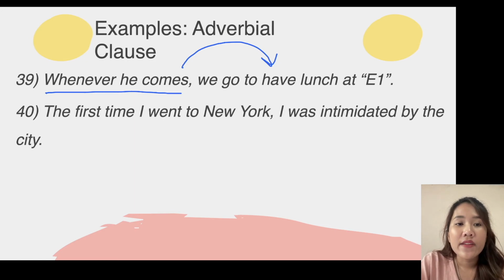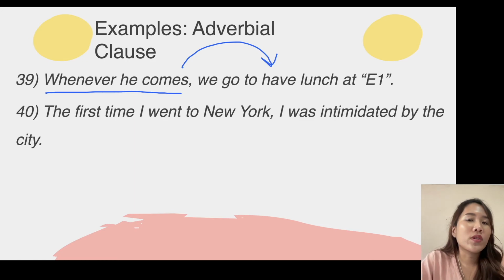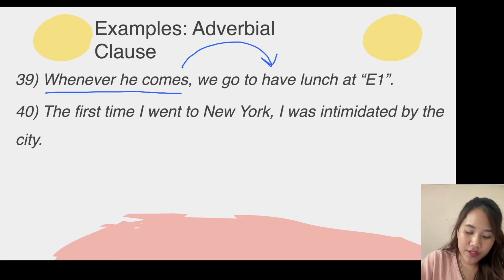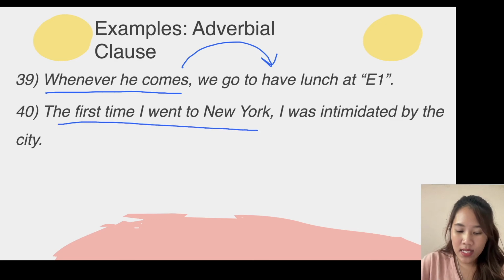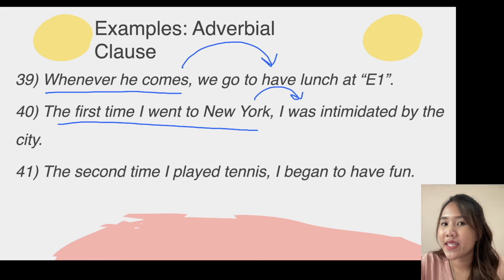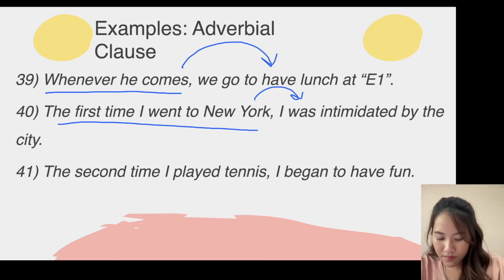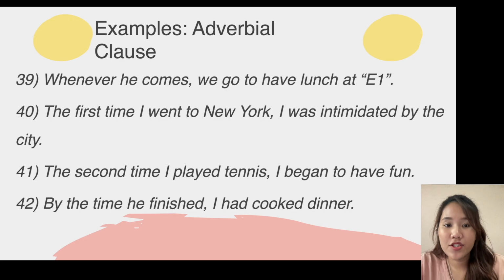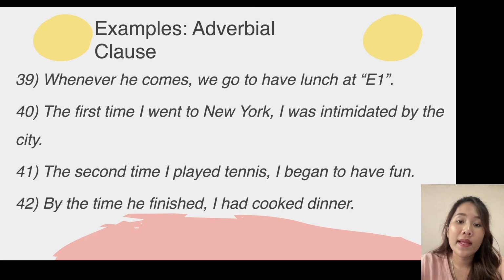And another, "The first time I went to New York, I was intimidated by the city." So "the first time I went to New York" is the adverbial clause, modifying the whole clause after that. Or "The second time I played tennis, I began to have fun." So "the second time I played tennis" is the adverbial clause. Or "By the time he finished, I had cooked dinner." So "by the time he finished" is the adverbial clause, modifying the whole main clause, "I had cooked dinner."